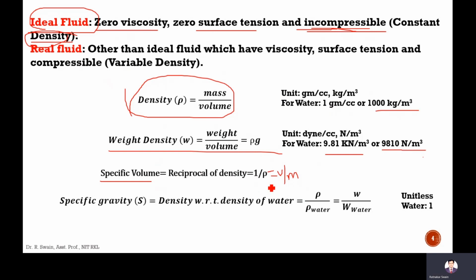That is 1 by rho. Specific gravity is the density with respect to the density of water, that is, the ratio of density to the density of water. Or you can write, if you multiply g here and g here, the weight per weight of water. It is unitless. If here it is kg per meter cube and here kg per meter cube, then it will be unitless. So for water, it is 1.